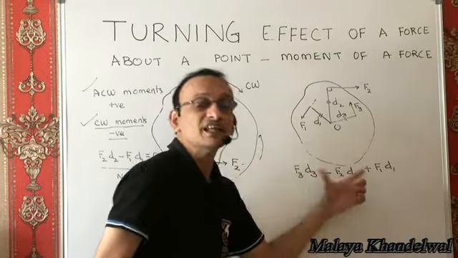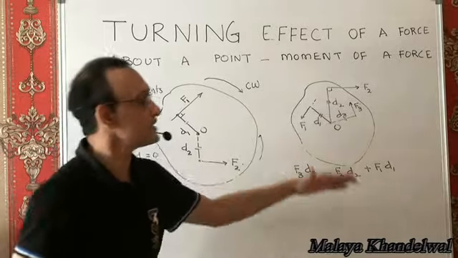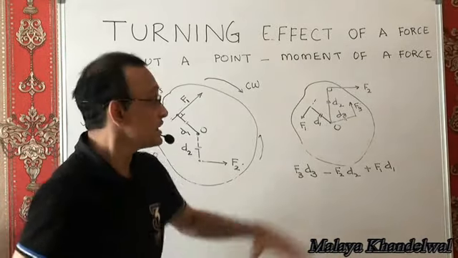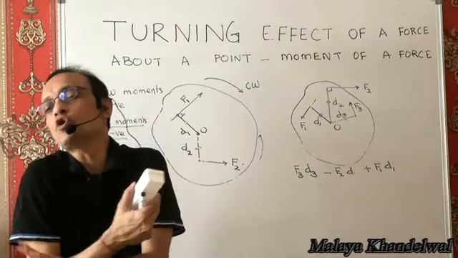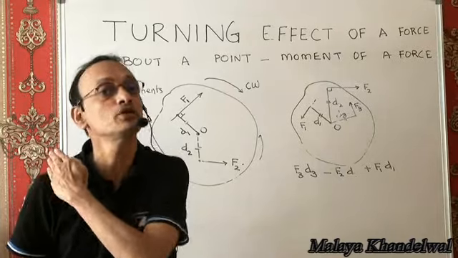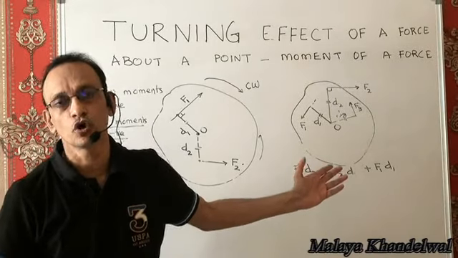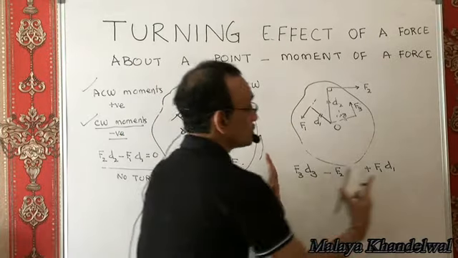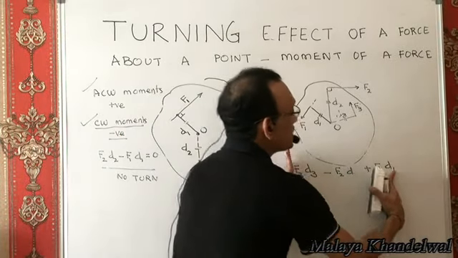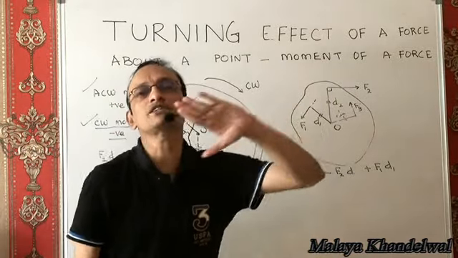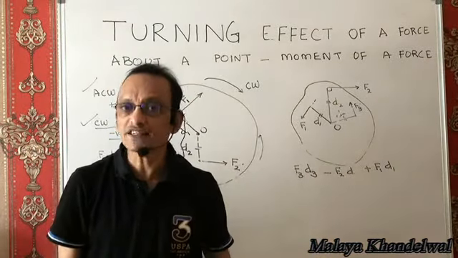If positive, then the net turning effect would be anti-clockwise. If negative, then the net turning effect would be clockwise. If equal to 0, then there would be no net turning effect. If the algebraic sum of the moments about O is 0, then there would be no net turning effect produced about O. So this could be positive, negative, or 0. For no net turning effect, the net moment about O must be 0. Yes or no? Right?